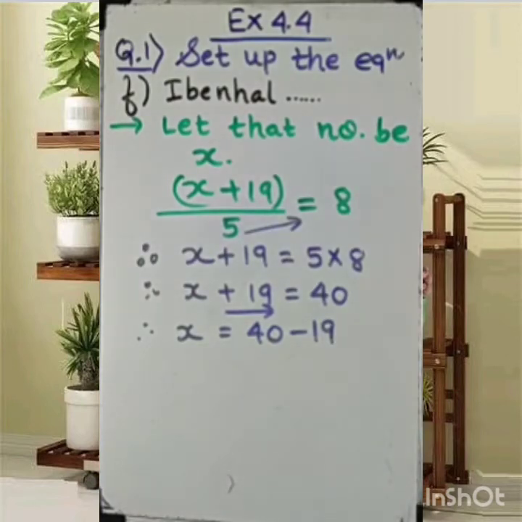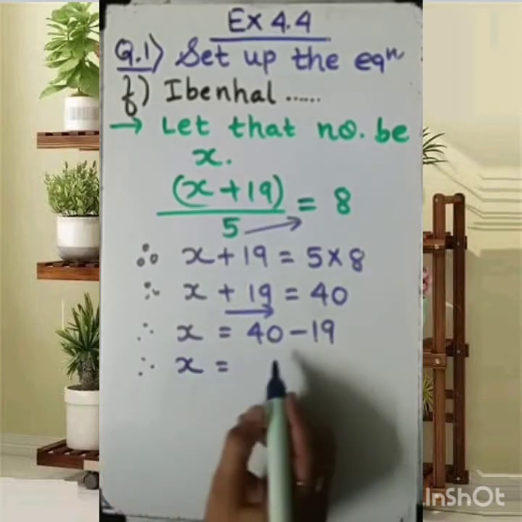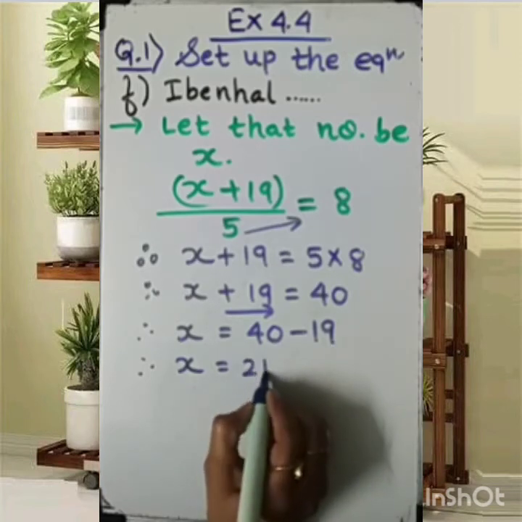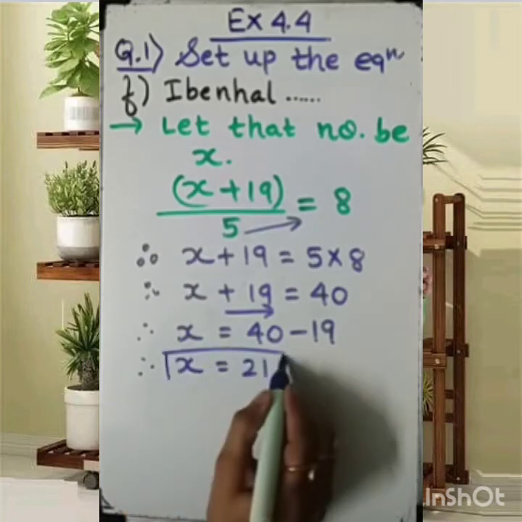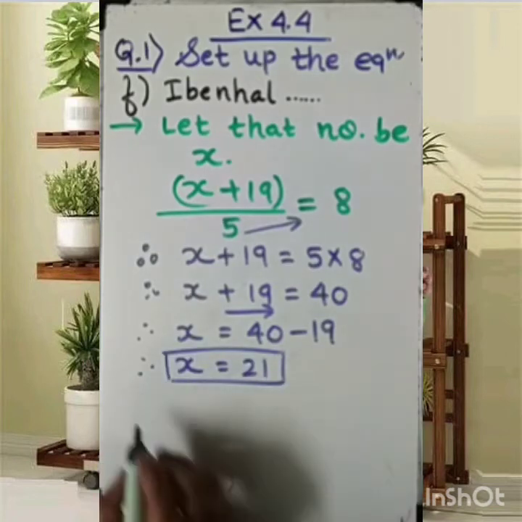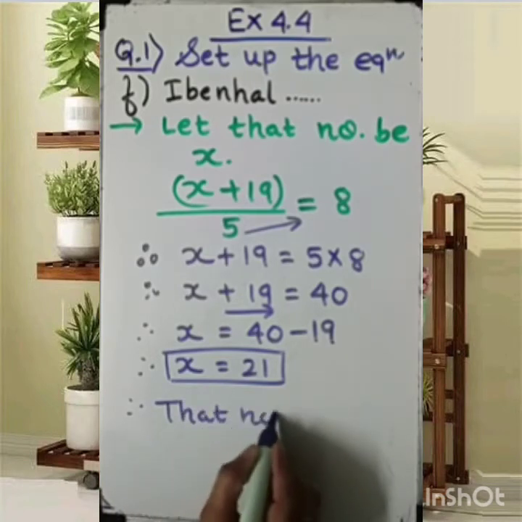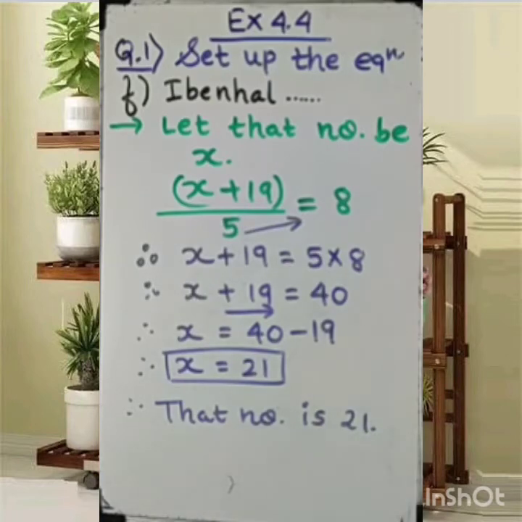Dear student, again and again, twice I am explaining. Please be attentive to how to do 40 minus 19. That gives the result 21. So, my dear student, the result is 21. We need to write here, therefore, that number is 21. Got it? Once again, I am explaining.